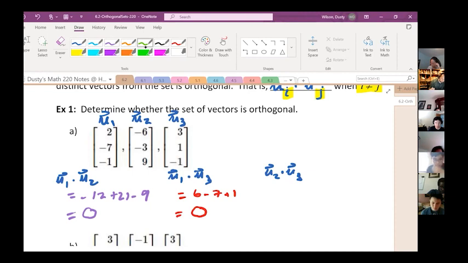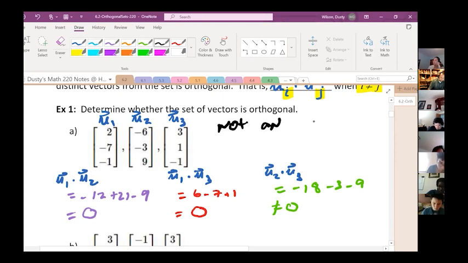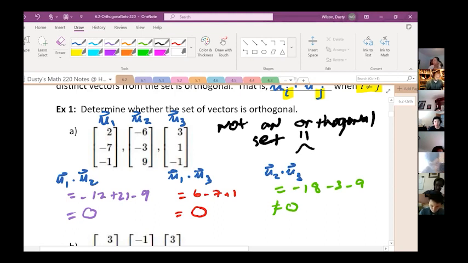And then lastly, we want to find u2.u3: -18 minus 3 minus 9, which is, what's important about this? I've got lots of -30s, but what's important about -30? We got our bang equals. So it's bang equals not equal to 0. So what does that tell us about these vectors? It tells us that this is not an orthogonal set.